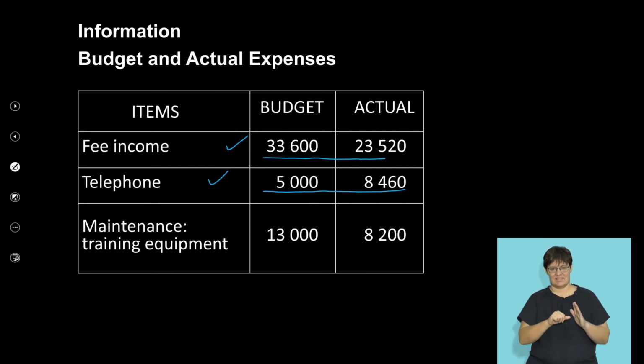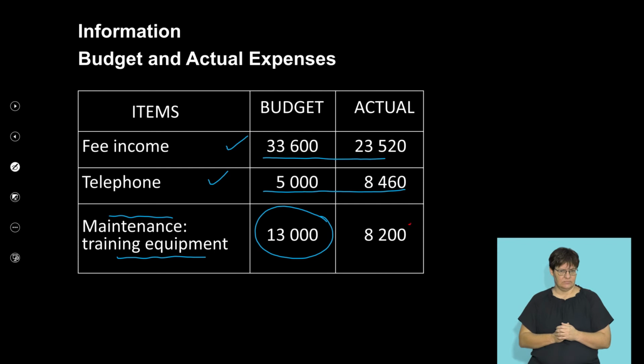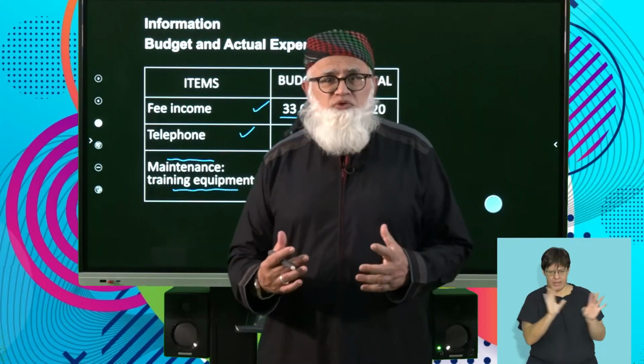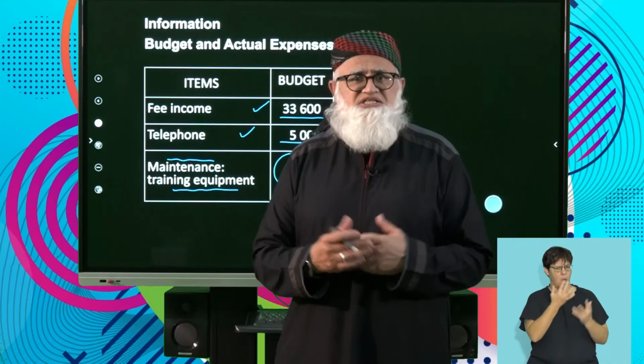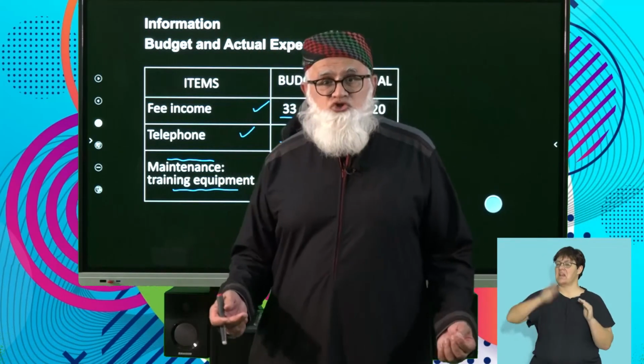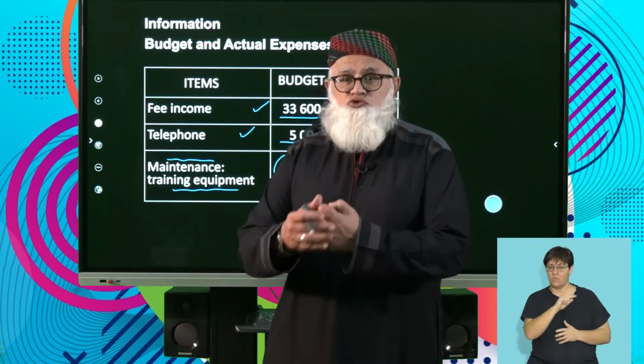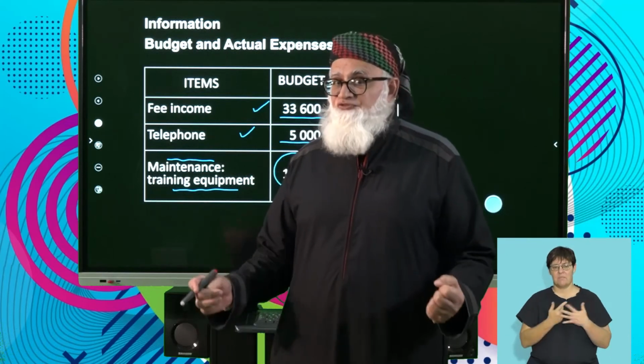Right, now watch here. Interesting one. We budgeted 13,000 Rand for the maintenance of training equipment, right? However, we only spent 8,200, right? Clearly now, one would say, wow, man, what a saving. We budgeted 13,000, but we only spent 8,200. So this is actually a positive variance, right? Why? You spent less than what you budgeted for.